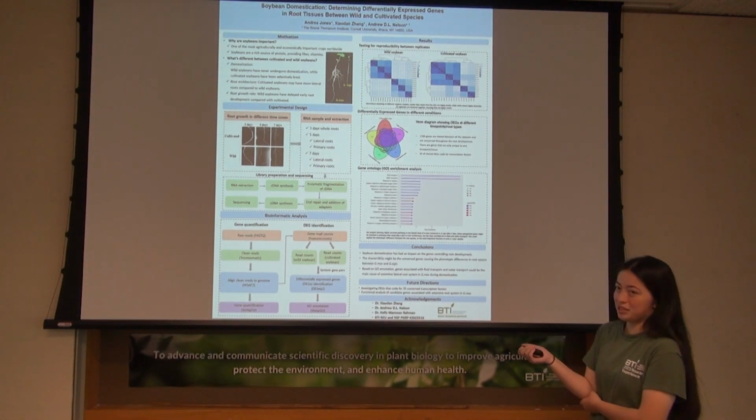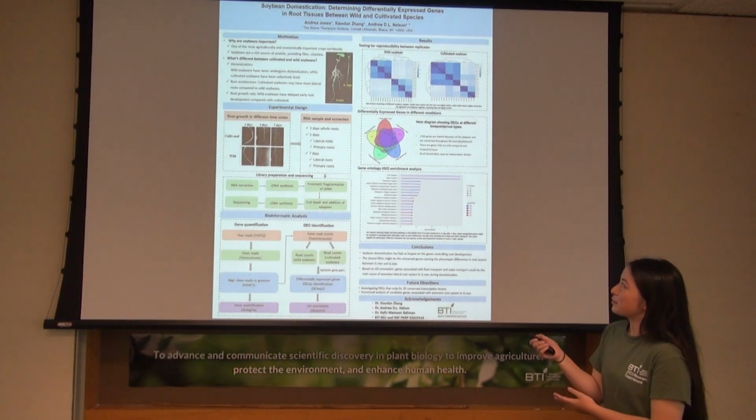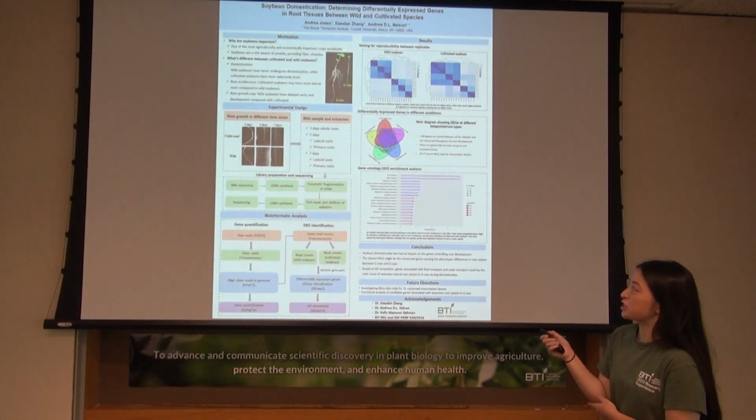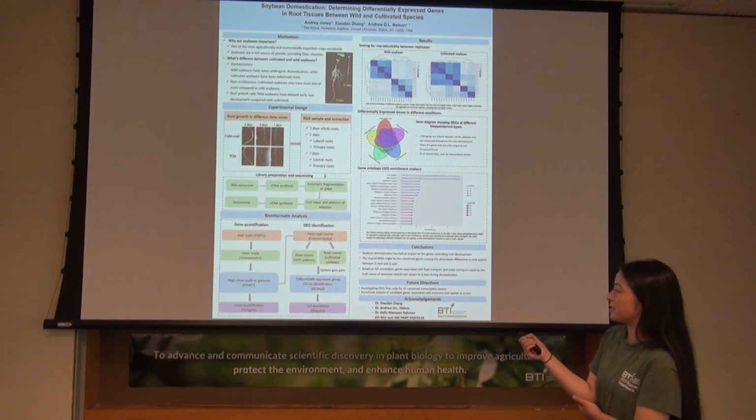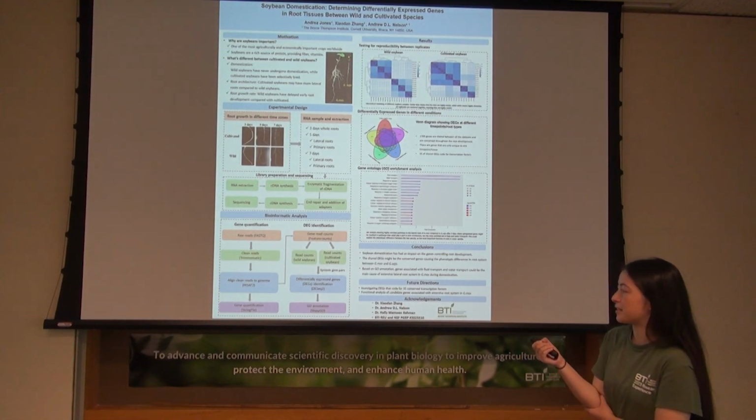So for future directions, it will be good to study those 35 DEGs that code for transcription factors and perform a functional analysis of those candidate genes associated with the extensive root system in Glycine max.